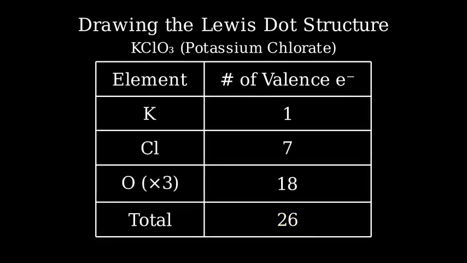Potassium has 1 valence electron, chlorine has 7 valence electrons, and each oxygen has 6 valence electrons. With 3 oxygen atoms, that gives us a total of 1 plus 7 plus 18, or 26 valence electrons.